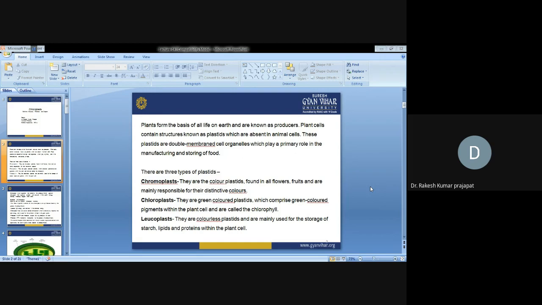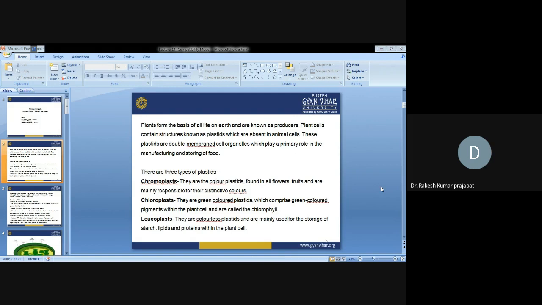Basically, plants form the basis of all life on this earth because they are known as producers, the first line of producers. Each and every plant cell contains a particular structure known as plastid, which is absent in animal cells. These plastids are double membrane cell organelles, which play a primary role in manufacturing and storing food material through the photosynthesis process.